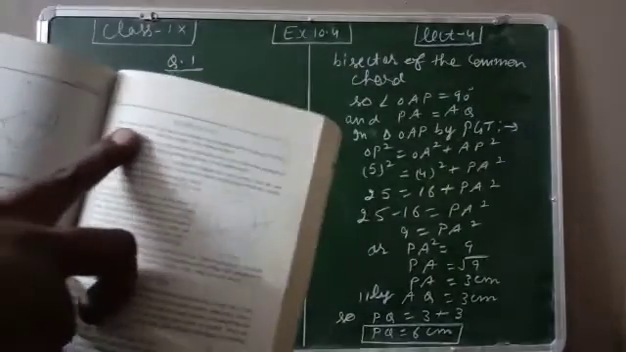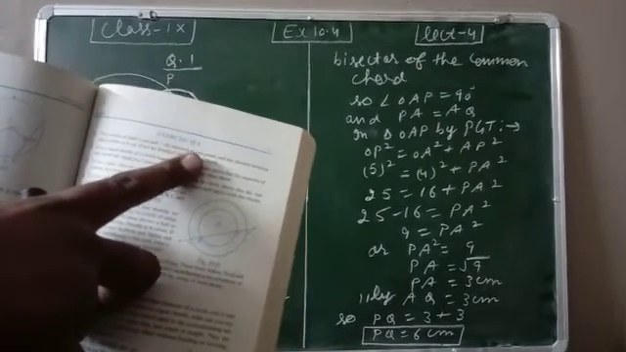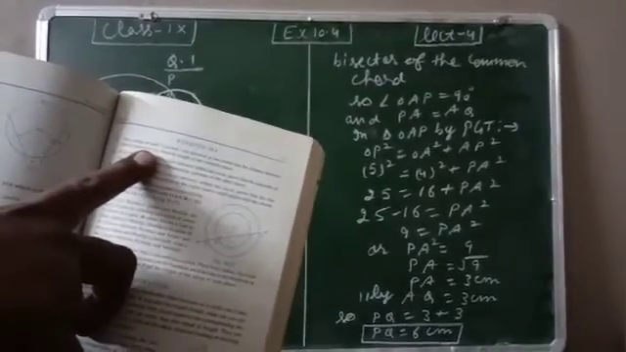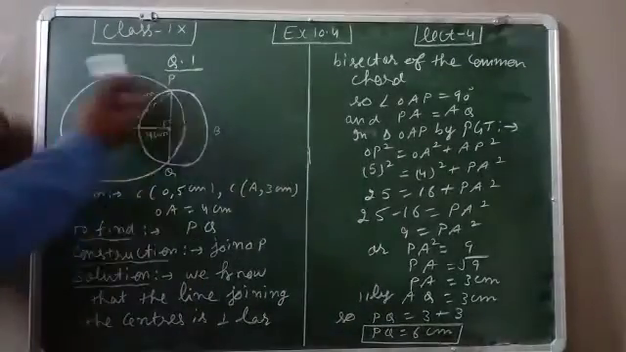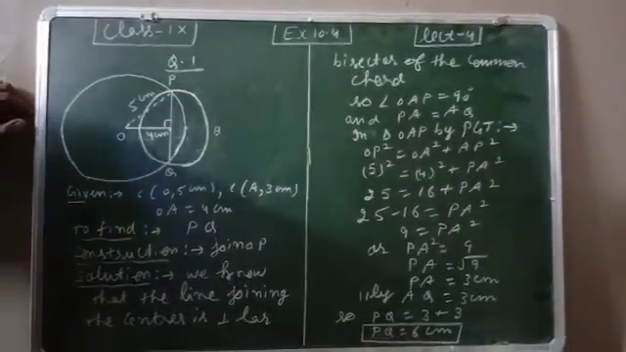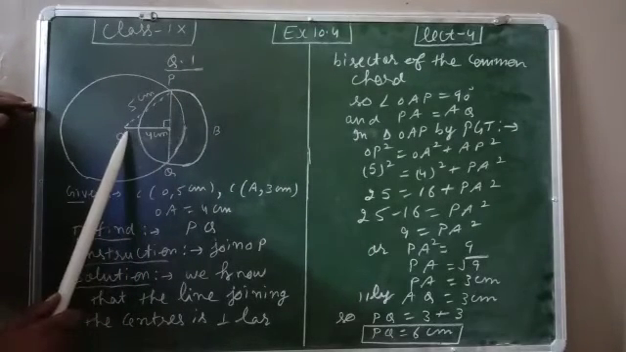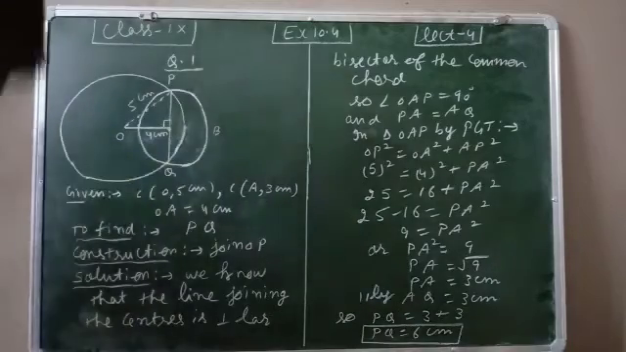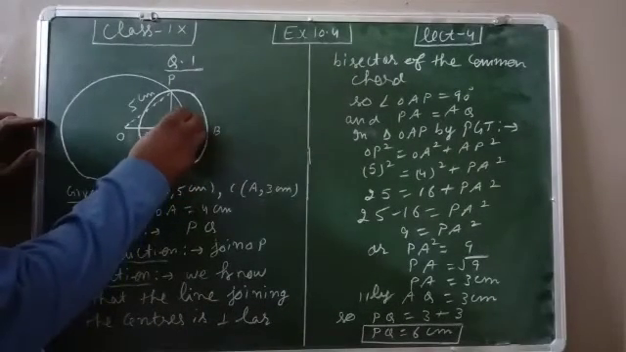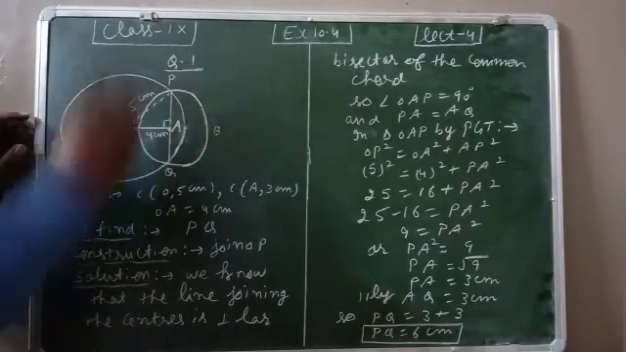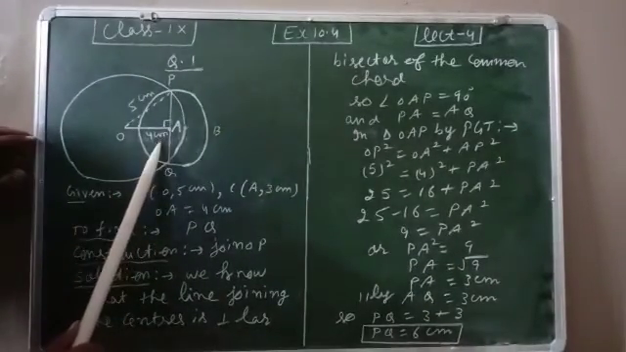So this is the first question. Two circles of radii 5 centimeter and 3 centimeter intersect at 2 points and the distance between their centers is 4 centimeter. Find the length of the common chord. So this is the first circle and this is the second circle. Now these two circles are intersecting at points P and Q. Let O be the center of the first circle and this point is A, the center of the second circle. So the distance between their centers means OA is 4 centimeter.